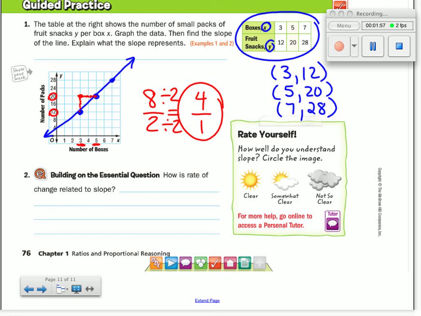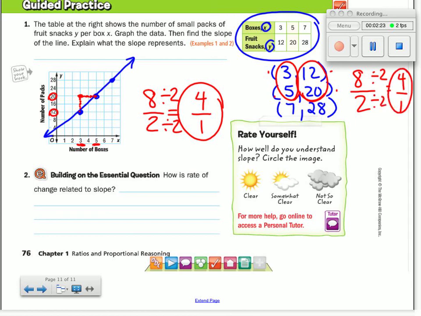Let me show you one more way. Let's say the graph was too hard to read. You couldn't really tell. You can take your Y values and subtract them. So I'm going to take 20 minus the 12. So 20 minus 12 gives me 8. And then I'm going to take my X values, is the bottom number. 5 minus the 3 is 2, which then reduce by 2, and you get 4 over 1 as your slope.